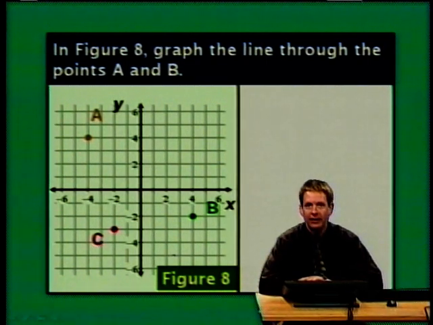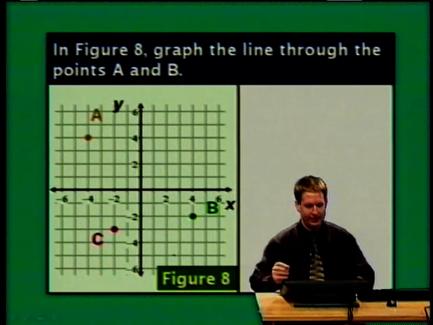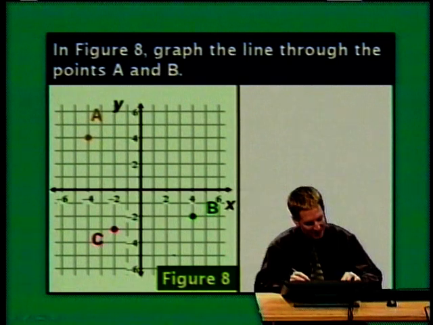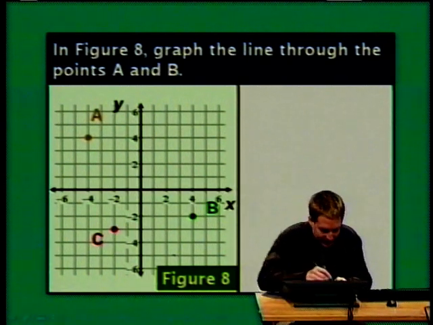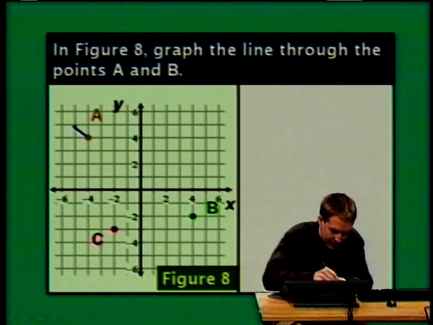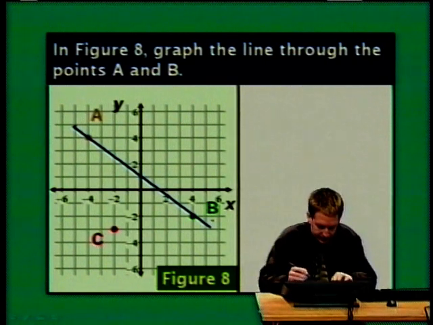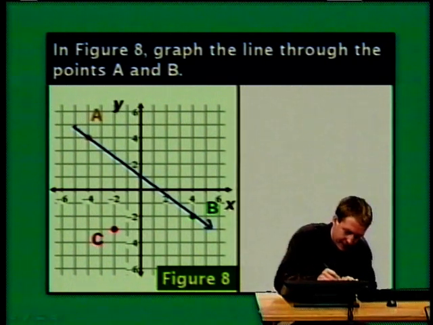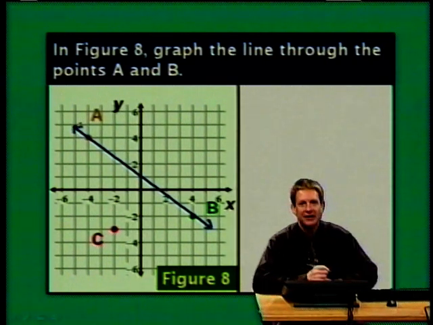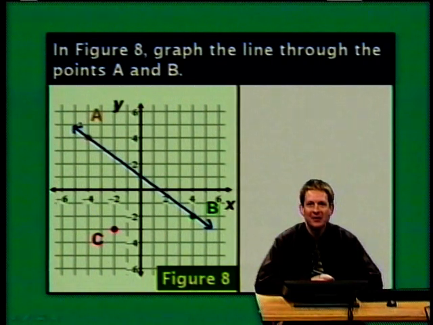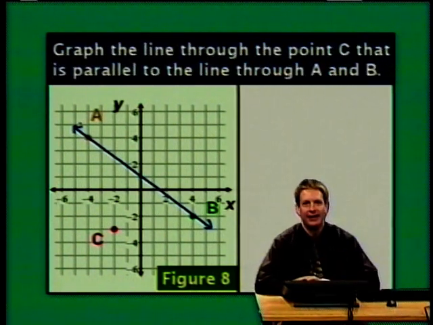In Figure 8, let's graph the line through the points A and B. Graphing a line, need my ruler. So connecting A and B, I get a line that looks like this. That sure was an easy problem. I wonder if there's more. Yep, there's more. Let's graph the line through the point C that is parallel to the line through A and B. Well, what do we know about parallel lines?